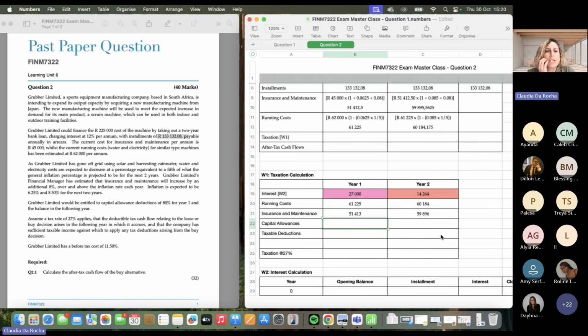And then we have to do our capital allowance. They said that the capital allowance in year 1 would be 80%. So it will be the value of our asset times the 80%. And this would be the remainder. Either you can say the value, which is 225, times 20%, or you can just deduct 225 and get the full answer. Which then gives us our taxable deductions.